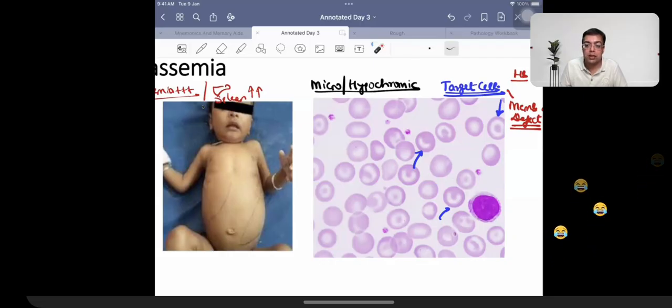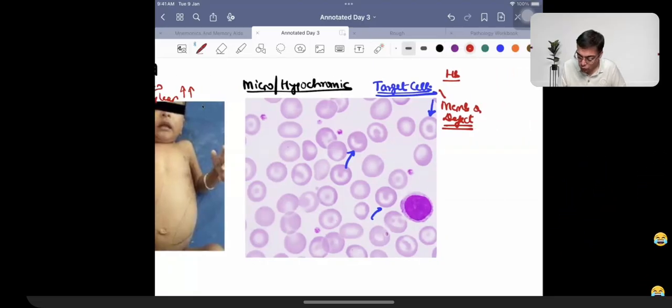Hanji. So the other name for the target cells, as he is rightly mentioning, is podocytes.